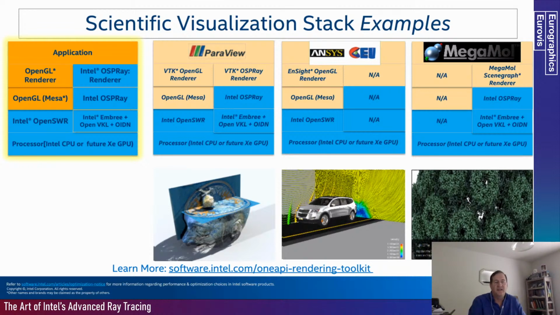And then we have a few others like MegaMol from VISUS at the University of Stuttgart, who have dropped the rasterization part and have gone full-blown OSPRay, which of course underneath OSPRay has Embree, OpenVKL, and Open Image Denoise again. And as we move to oneAPI, you will see that continue to be one of the key mechanisms to access our kernel libraries.